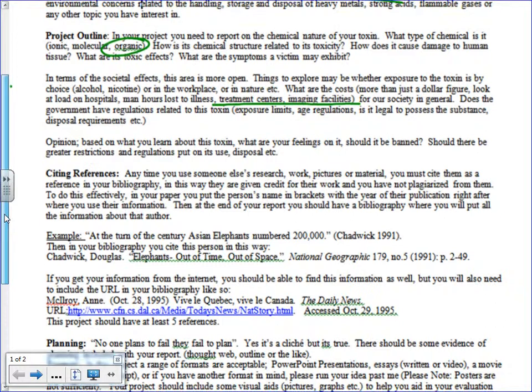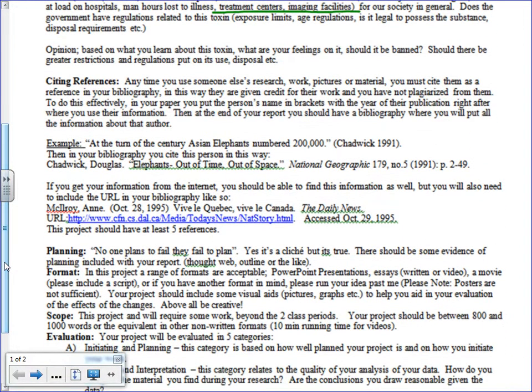Okay, so the way you cite your references, if you use a book or a magazine or something like that, you use this method. Author's last name, author's first name, name of the article. In this case it's Douglas Chadwick, and his article was Elephants, Out of Time, Out of Space, and it was in National Geographic, volume 179, number 5, from 1991, pages 2 to 49. All right, so if it was a book or a magazine, that's how you would cite it. Probably you guys are just going to use websites.